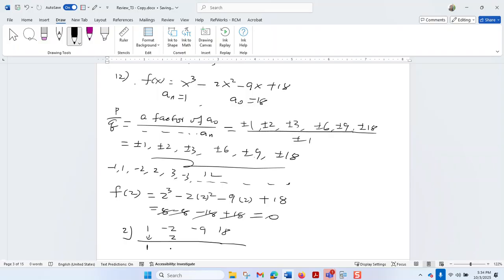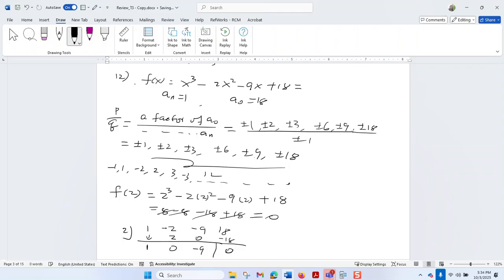2 plus this one will be 0. 2 times 0 will be 0. All right, and then negative 9 plus 0 will be still negative 9, times 2 will be negative 18. So yeah, your remainder here is 0, right? So if I want to do the factoring, I do need to do the division, okay?